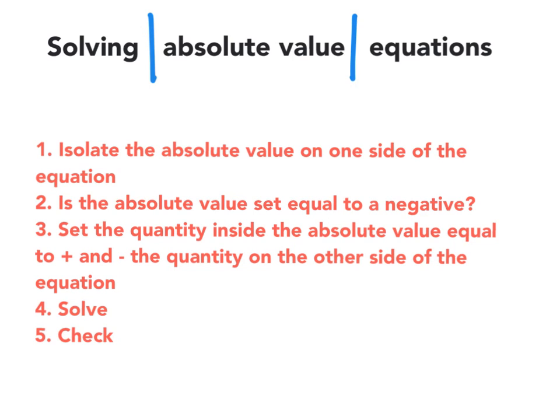All right, this video is all about solving absolute value equations. All we got to do is just follow some steps. We're going to isolate the absolute value on one side of the equation, and then we're going to ask ourselves, is the absolute value set equal to a negative? We'll talk about that. Set the quantity inside the absolute value equal to positive and negative the quantity on the other side, and solve, then check.